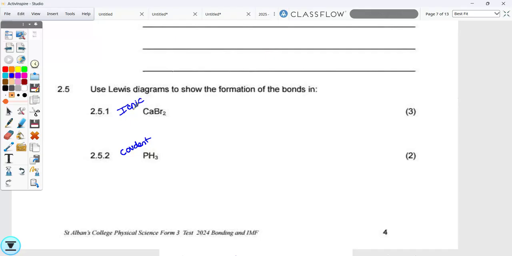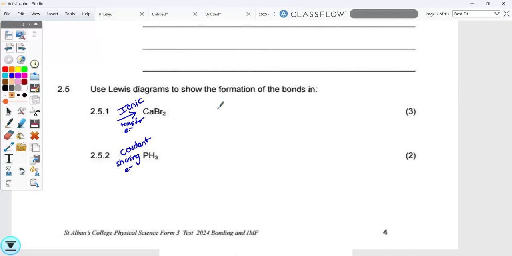Alright, now if you have ionic, guys, remember ionic needs arrows. Covalent needs sharing. Because this is a transfer of electrons and this is a sharing of electrons. And if your diagram doesn't show that, you're not going to get full marks, Mazuba. For metallic, it's just the delocalized electrons. They will not ask you that.